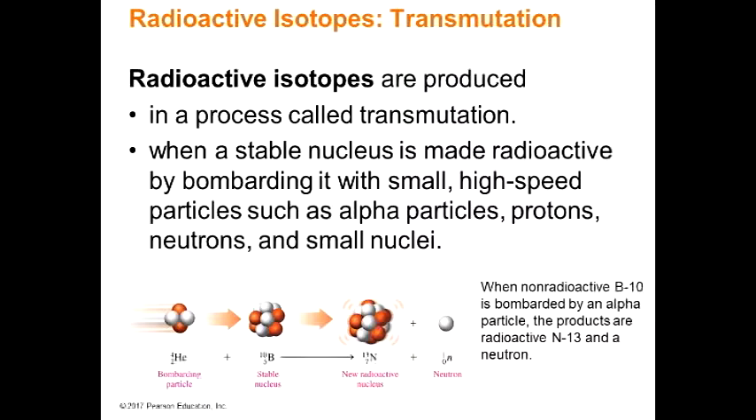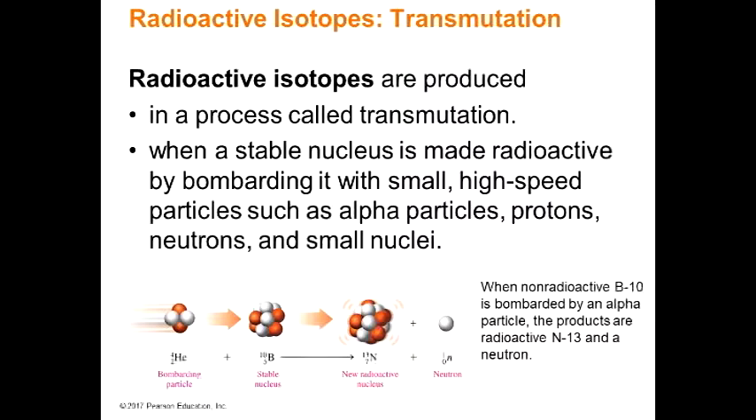Radioactive isotopes, slide 20. Slide 20 in this lecture. Radioactive isotopes are produced in a process called transmutation. This is what happened in the Ninja Turtles. A stable nucleus is made radioactive by bombarding it with small, high-speed particles such as alpha particles, protons, neutrons, and small nuclei. And again, this is what happened to the Ninja Turtles. And Shredder as well.